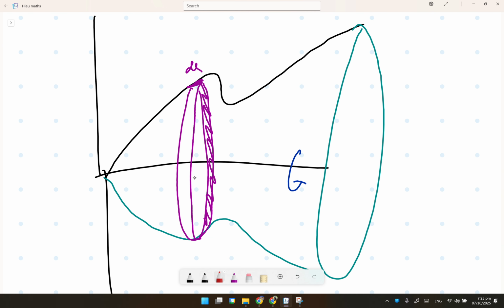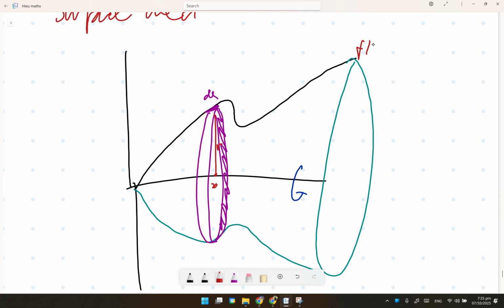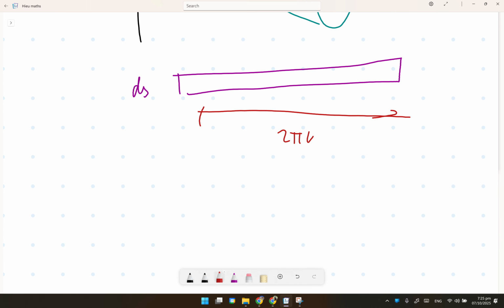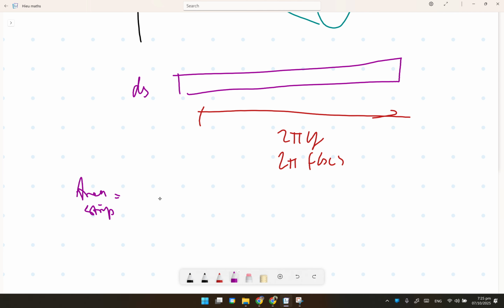Okay, now at this point x right here, we know that this is r, right? And because this is a circle, we know that this length along this line right here is just the circumference, which is 2 pi r. And in this case, for this function, let's say f(x), r is simply the vertical height of the function, which we can say is y, or f(x). So let's use f(x), but we can just say 2 pi y, or 2 pi f(x). Okay, so the area of a strip we can say is equal to just the total area of this, which is simply length times width, which is ds, multiplied by 2 pi y.